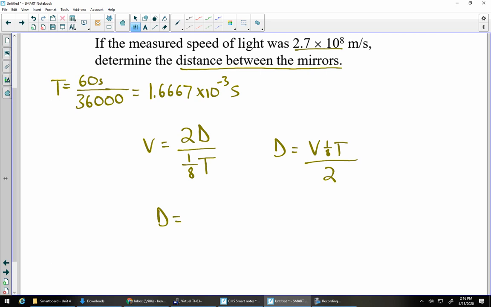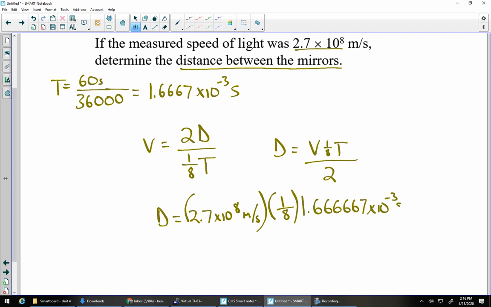D is equal to V. So I think it was, yep, there it is, 2.7 times 10 to the power of 8 meters per second times 1/8 of the period. So I'm going to multiply that by 1 and divide by 8. I could even, if I have my calculator open, show you how I'd plug that in, times the period. So that's 1.6666. We're just going to keep a whole bunch of those in.